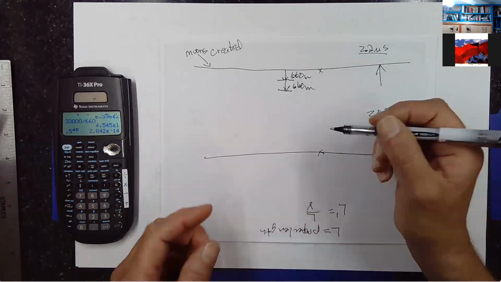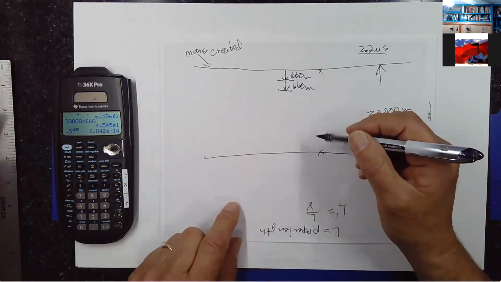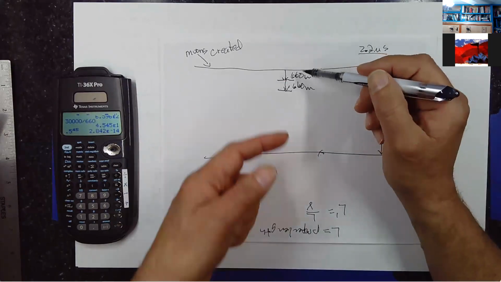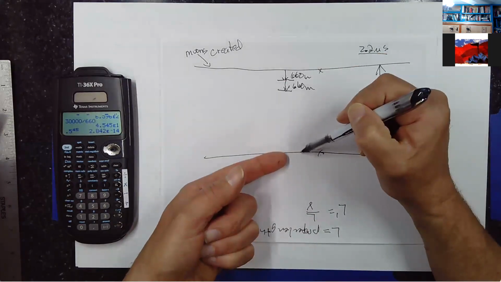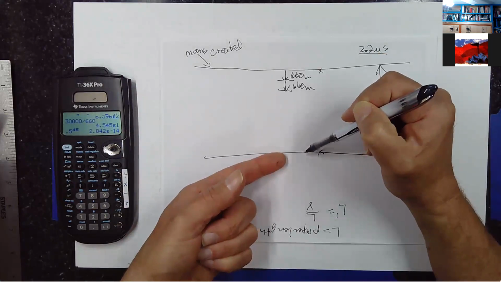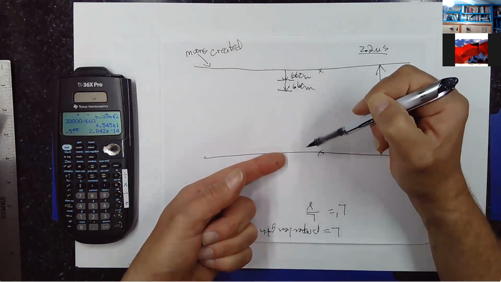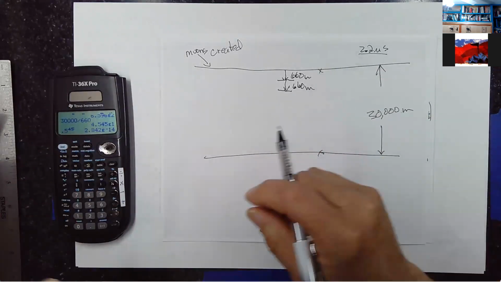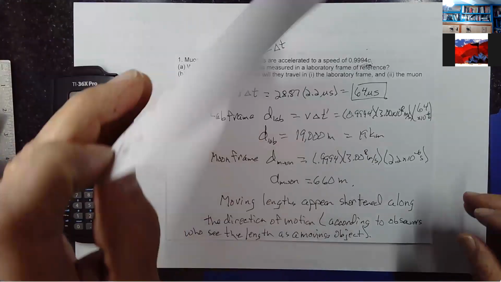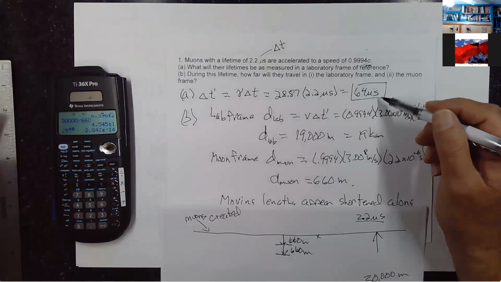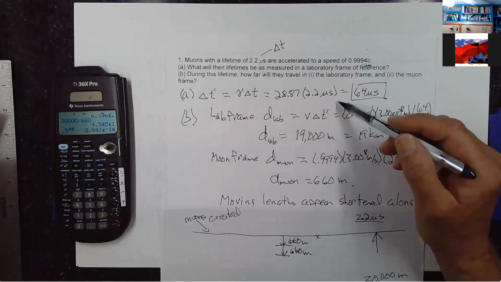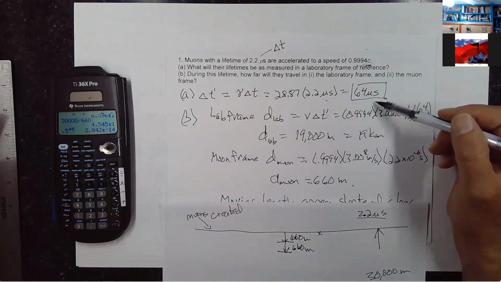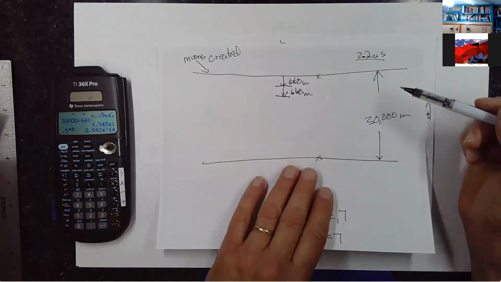What we have happening is that the muons that are created up there, we have almost as many down here on the Earth's surface. And the reason for that is their lifetime gets extended. Instead of a 2.2 microsecond lifetime, they've got a 64 microsecond lifetime, according to us.